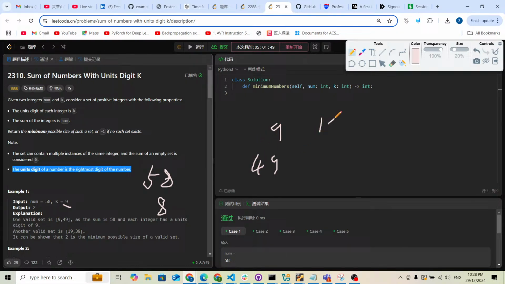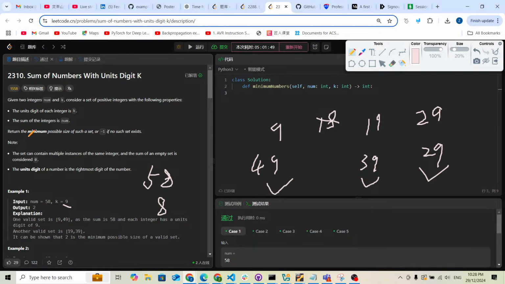Or maybe we can try another one. Maybe 19 with 39. Let me just remove this 8, actually it's going to be 39. Or maybe we can find 29 and another 29. So this is also possible, right? All of them are possible, but the minimum is going to be 2.